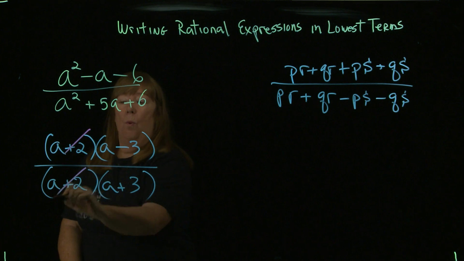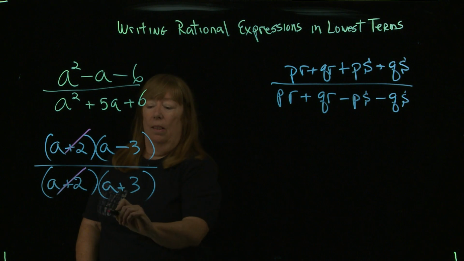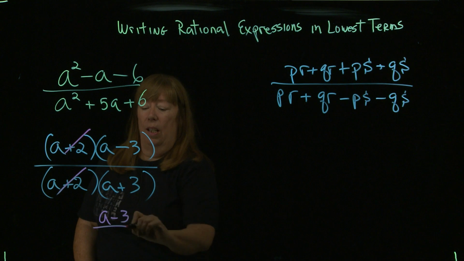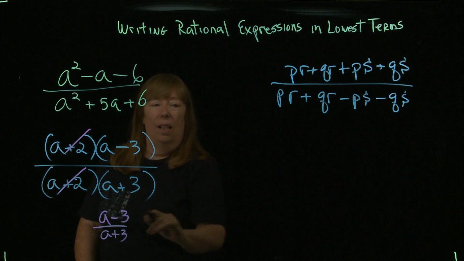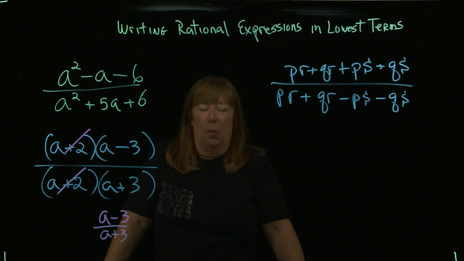Anything over itself is 1. So those cancel away. And a minus 3 over a plus 3 is our simplified expression.